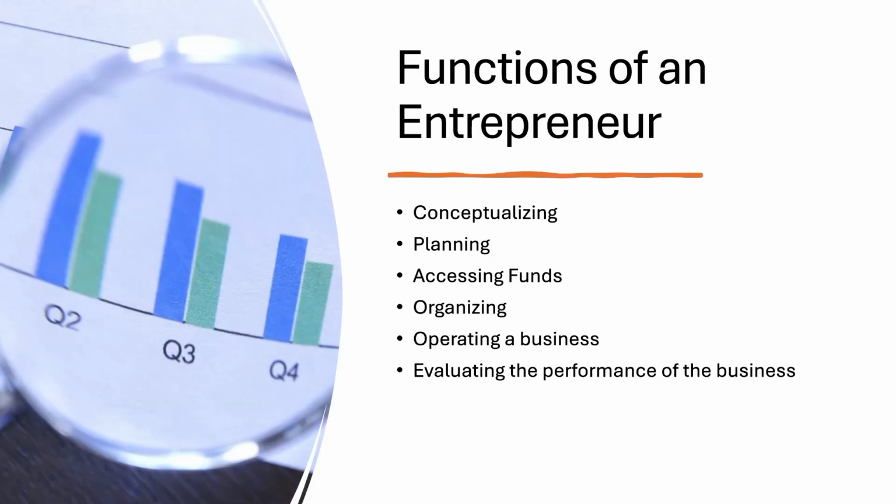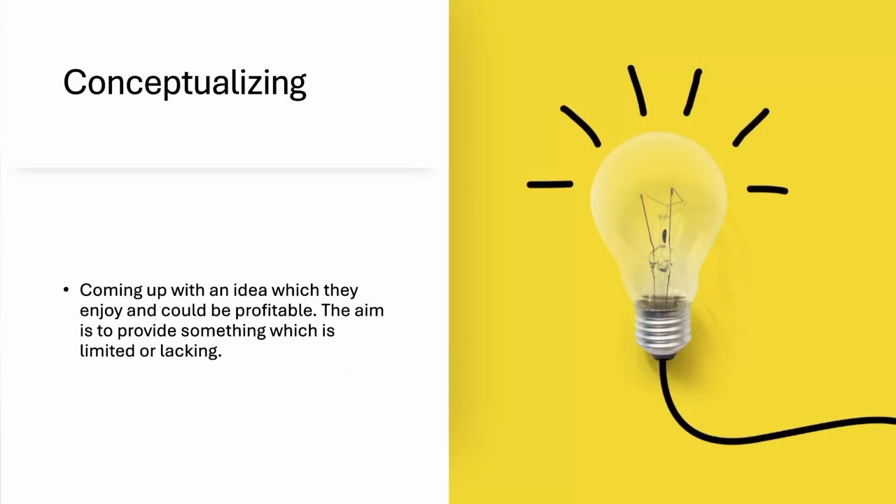Some of the functions of an entrepreneur include conceptualizing, planning, accessing funds, organizing, operating a business, and evaluating the performance of the business. So, what do we mean by conceptualizing? What does this process entail? Conceptualizing is coming up with an idea which the entrepreneur enjoys and sees to be profitable. The aim is to provide something which is limited or lacking.